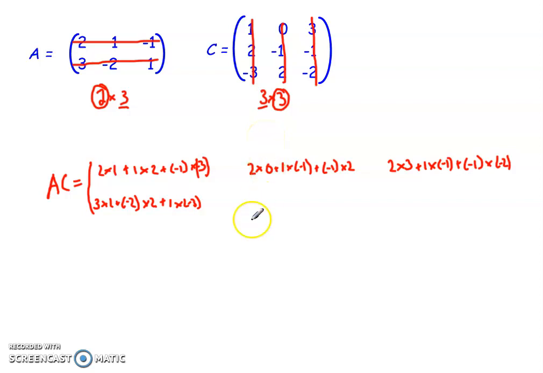Second row, first column combination. Then second row, second column combination gives me 3 times 0 plus negative 2 times negative 1, then plus 1 times negative 2. And I then do second row, third column to give me element 2, 3. I've then got 3 times 3 plus negative 2 times negative 1, then plus 1 times negative 2. And that's me now got all the possible combinations of rows and columns.